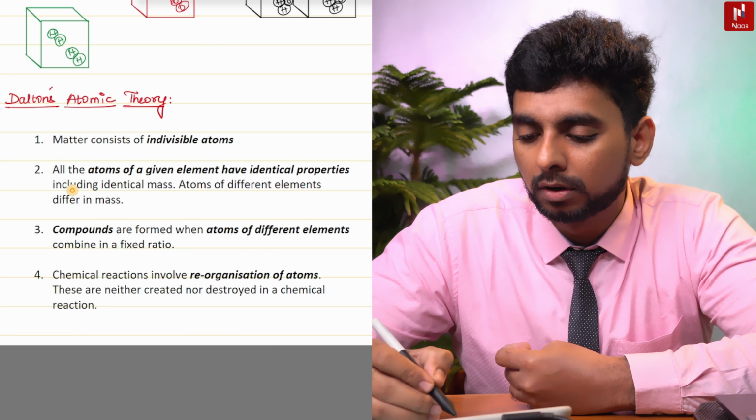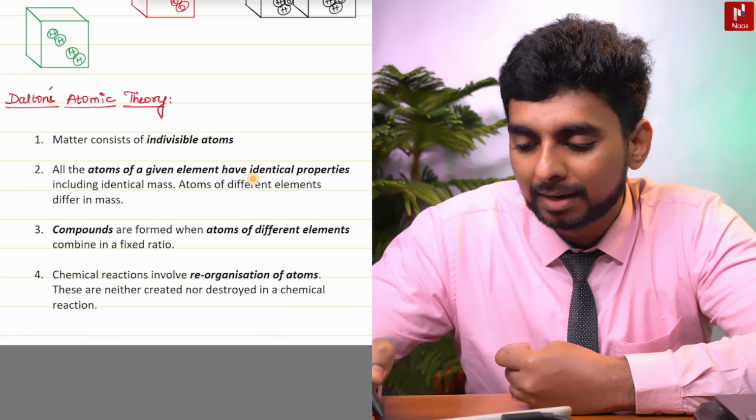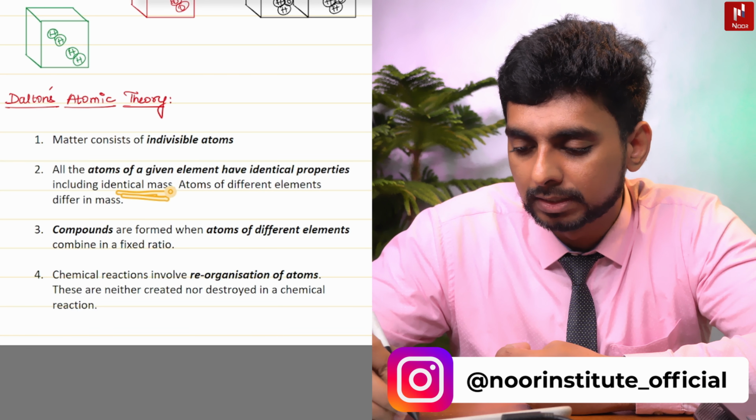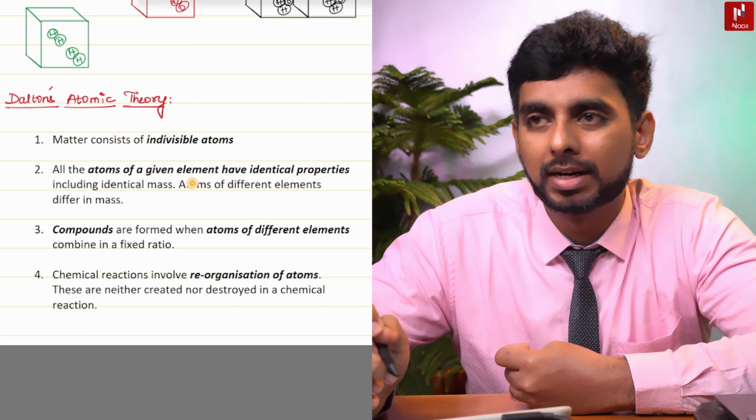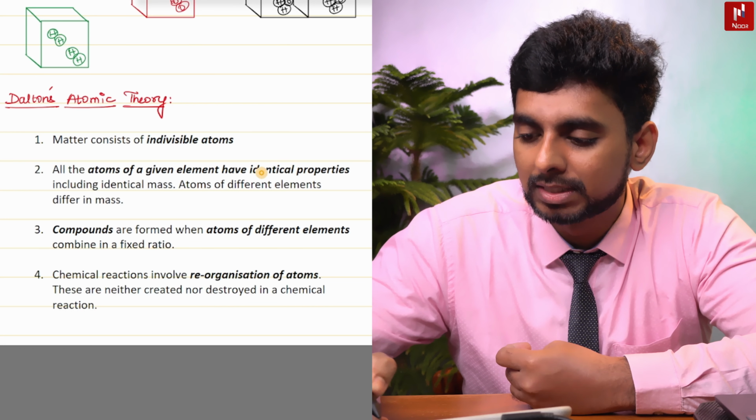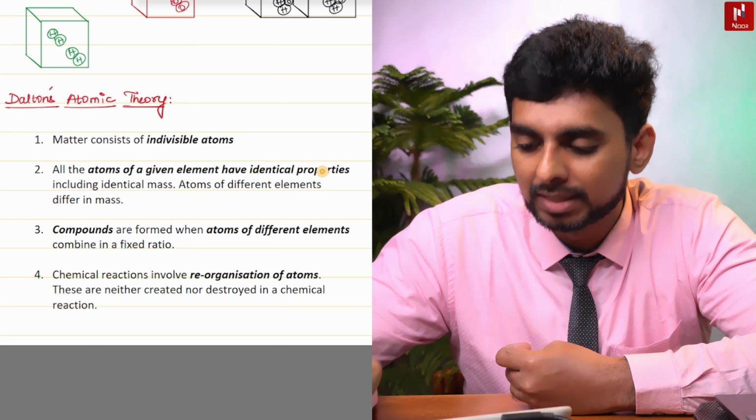Then you have all the atoms of a given element have identical properties, including identical mass. Atoms of different elements differ in mass, which means if I take hydrogen, it doesn't matter where I take it, it will have the same property and the same mass. Same way, atoms of a different element like carbon will have a different mass. Hydrogen will have a different mass in atomic state. Same way, carbon, nitrogen and other elements will have their own masses, not related to the mass of hydrogen or other elements, right? So that's what they have given over here, simple one.